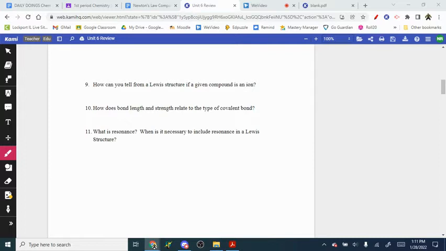Resonance. Resonance is when you have another possible structure that would be a correct structure. So if you have double bonds and those double bonds could go in 2 different places or 3 different places or 4 different places, that is resonance.